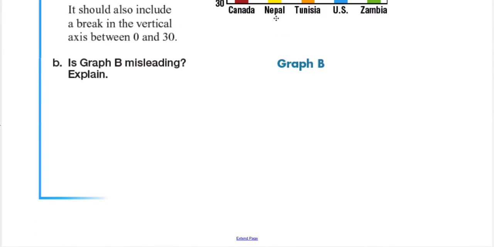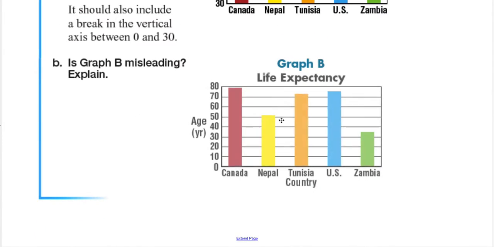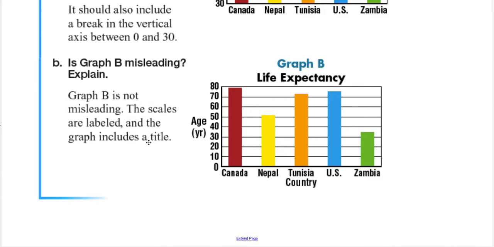But if you take a look at graph B, it has a title, has labels on both scales, starts with 0, and the intervals are fairly the same. So graph B is not misleading. The scales are labeled and the graph includes a title. Graph B is not misleading because it has all the necessary requirements to be fully understood. Good example.